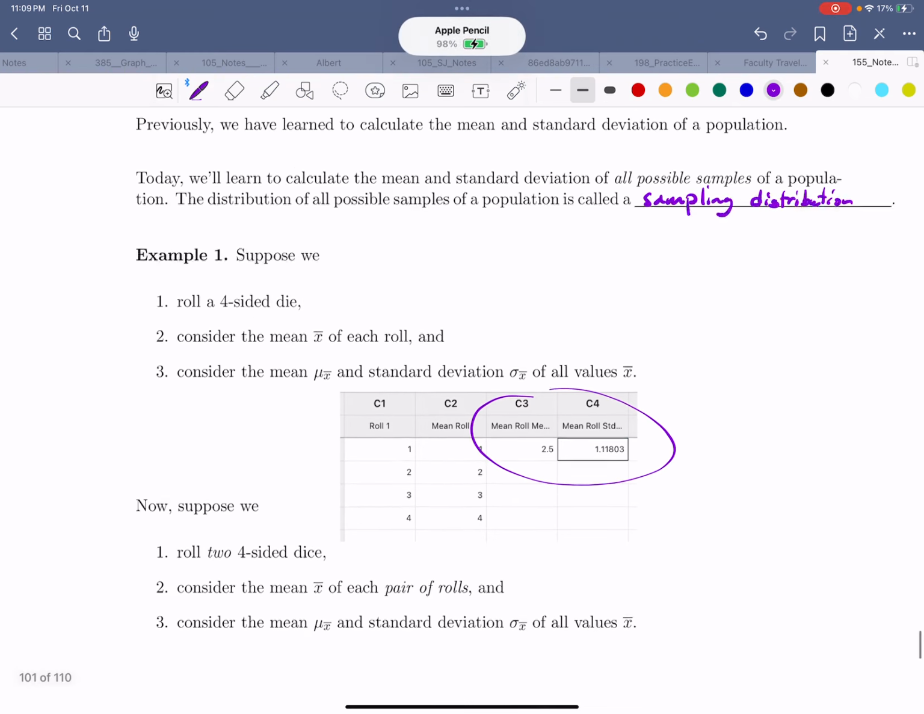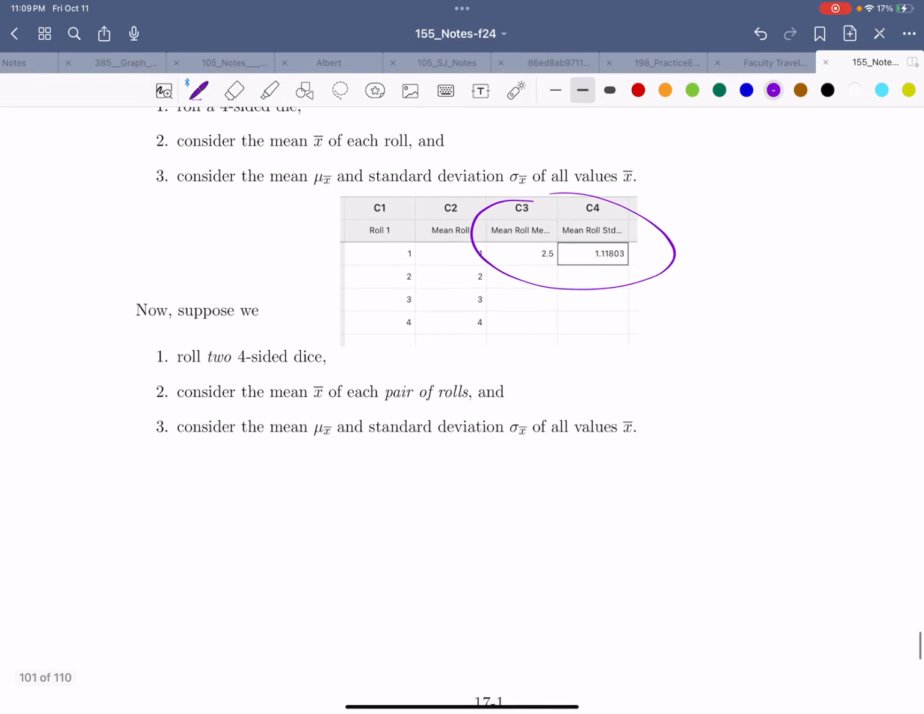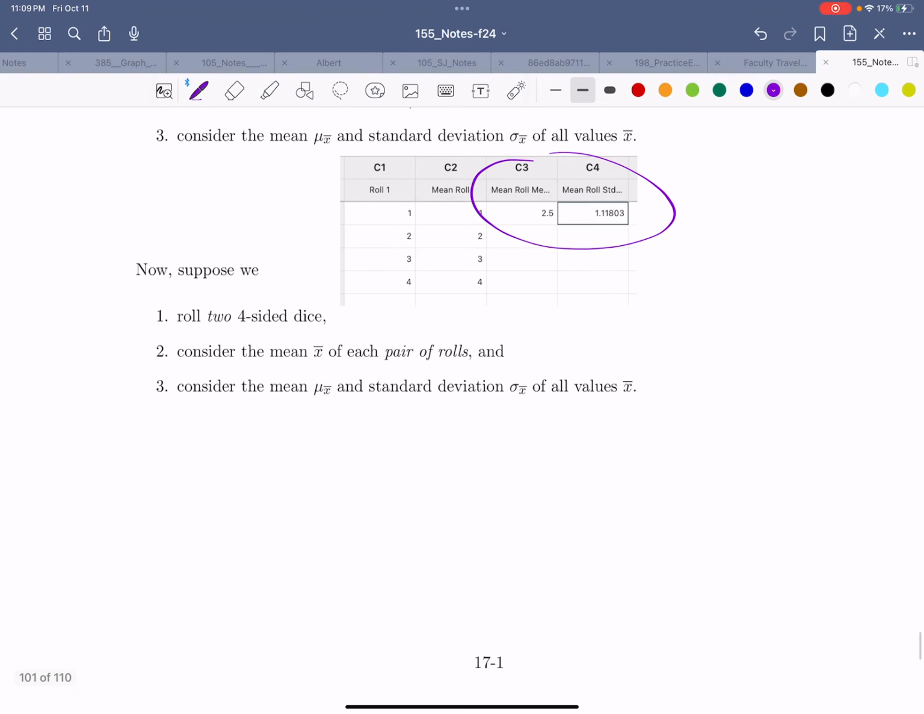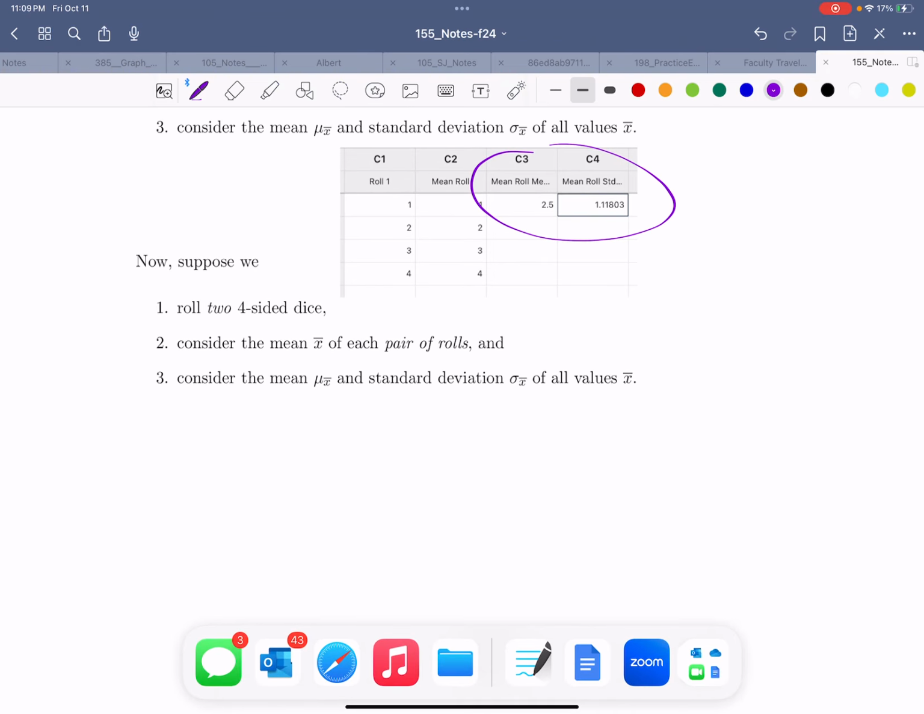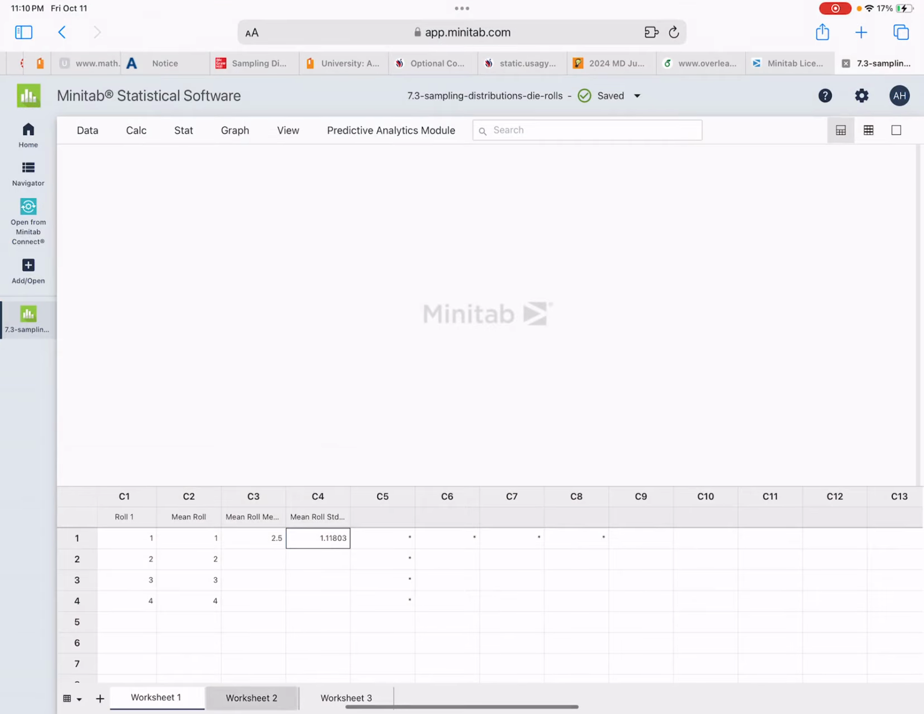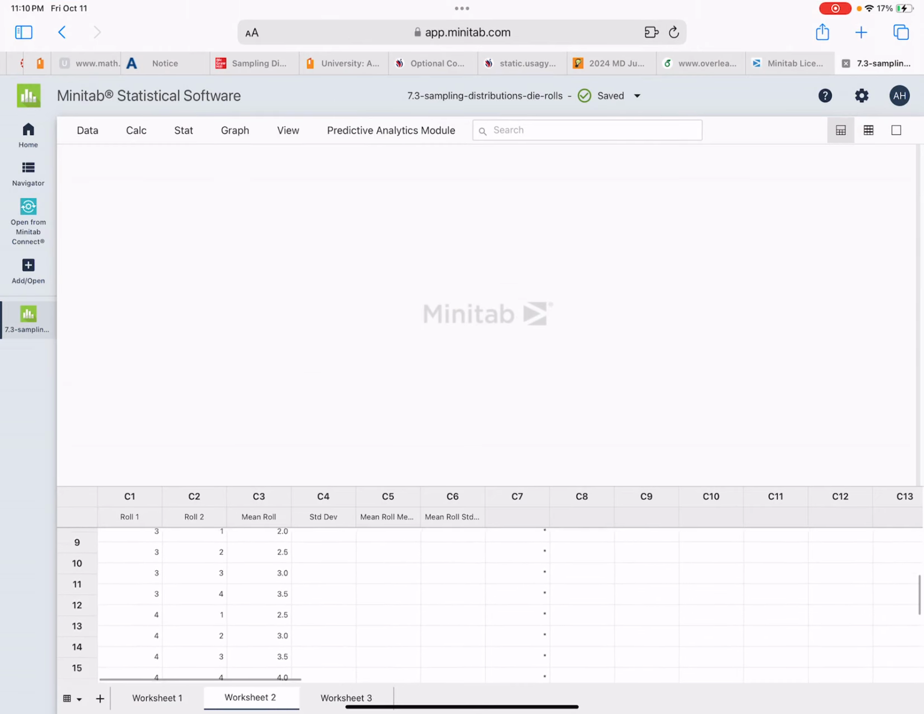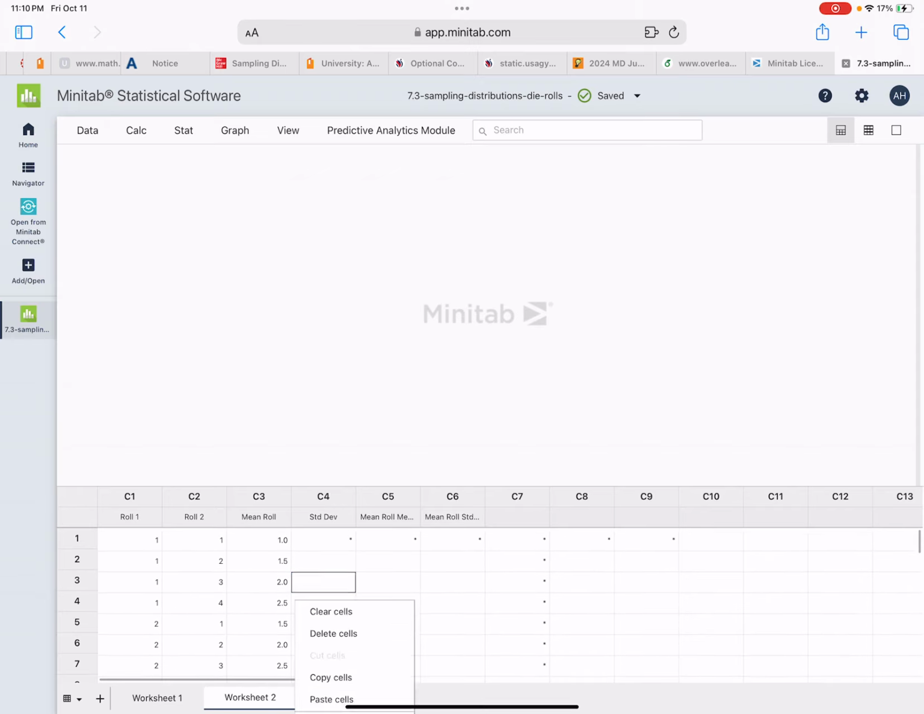Now suppose we roll 2 4-sided dice. We roll, we get a 1 through 4, and then we roll again. What's the mean of each pair of die rolls? And then what's the mean of all of those means? And then what's the standard deviation of all those means? So again, we go to Minitab. I went ahead and drew out all 16 possibilities, 16 pairs of rolls. Hope we can see that. 4 times 4. And then I found the mean roll for each of them.